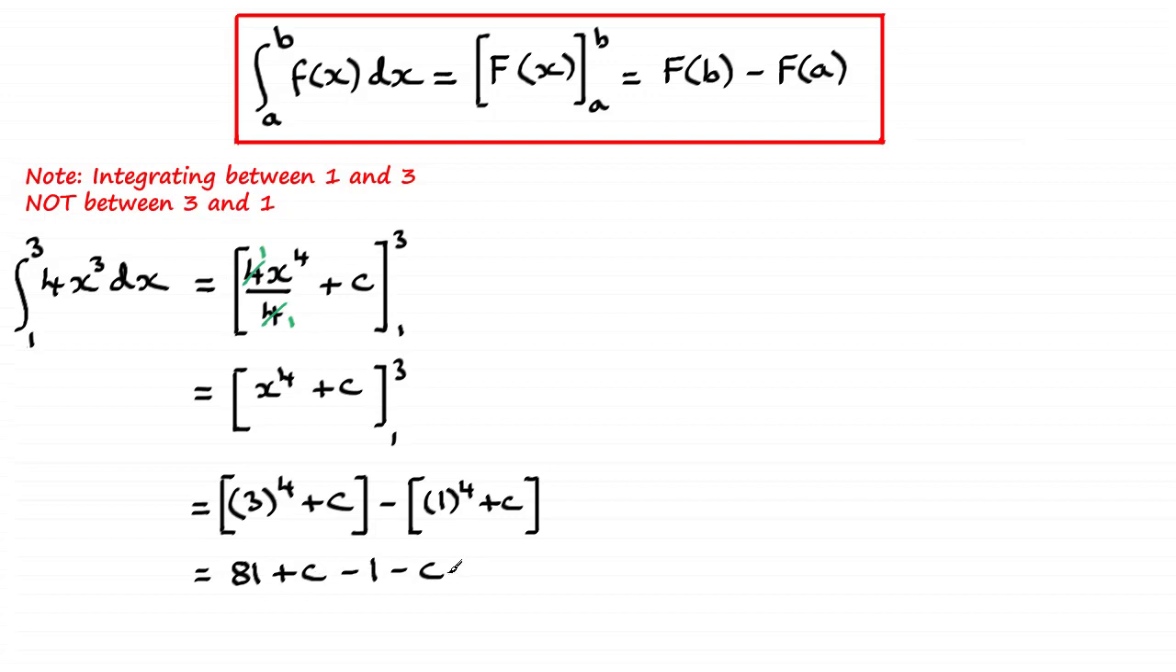Notice that those two c's cancel one another out, and we're left with 81 minus 1, which is 80. Okay? Now, because these c's cancel themselves out, they're always going to cancel themselves out whenever we do an integral. If we write it in here, plus c, you're going to get it in the first bracket, then you're going to be subtracting it in the second square bracket.